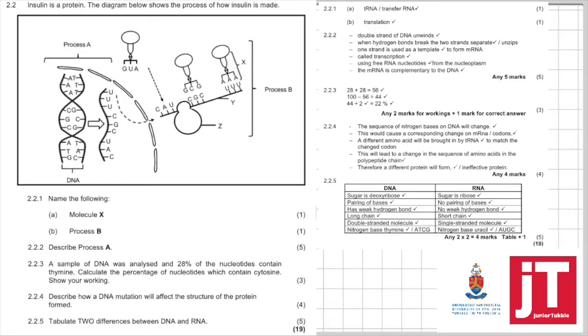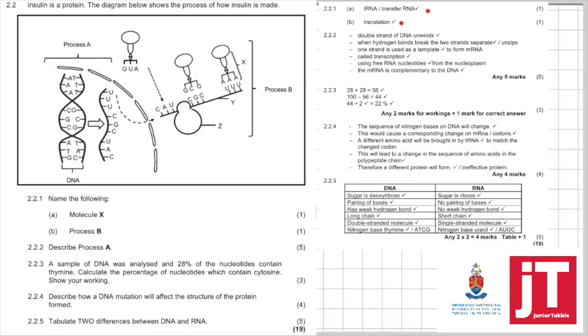Right, 2.2. Insulin is a protein. The diagram below shows the process of how insulin is made. 2.2.1. Name the following molecule X. So here's molecule X. Can you see it's carried an amino acid, so it's transfer RNA. Right. Name the following process B. Process B is taking place at the ribosome, so it's translation.